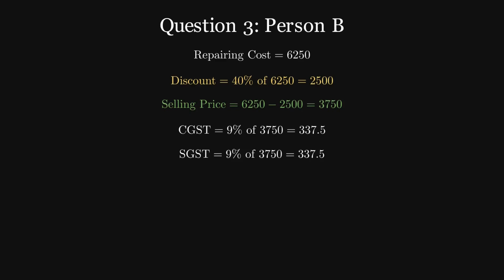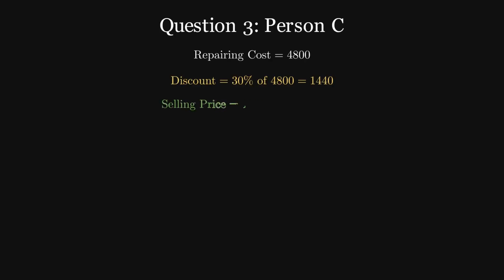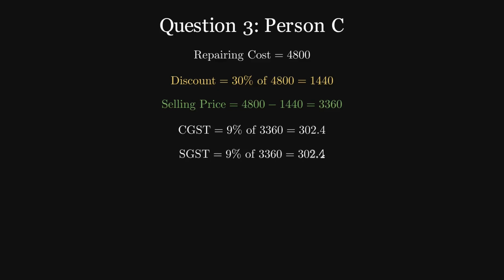Repairing cost is rupees 4,800 and discount is 30%. Discount is rupees 1,440. Selling price is 4,800 minus 1,440, which is rupees 3,360. CGST is rupees 302.4. SGST is also rupees 302.4.